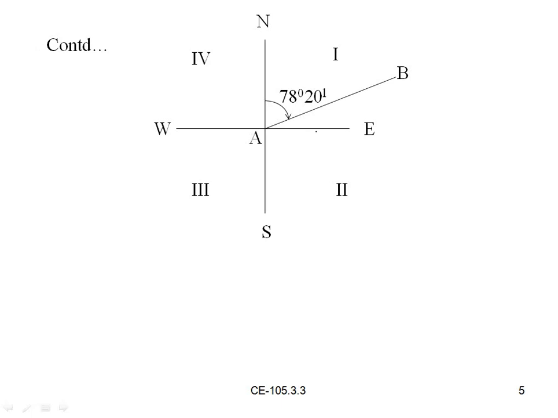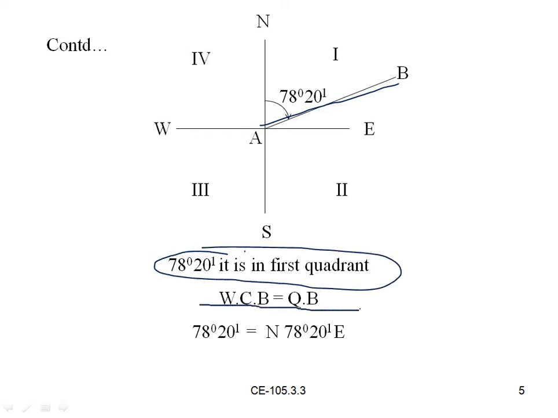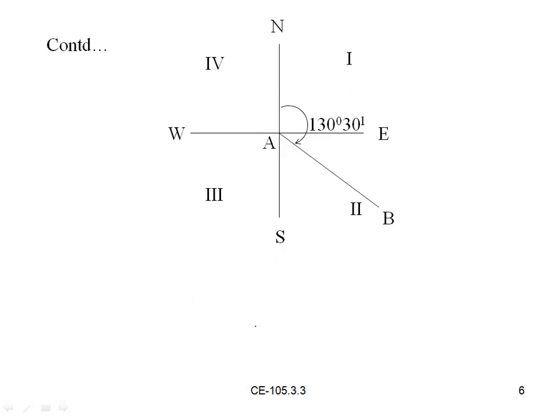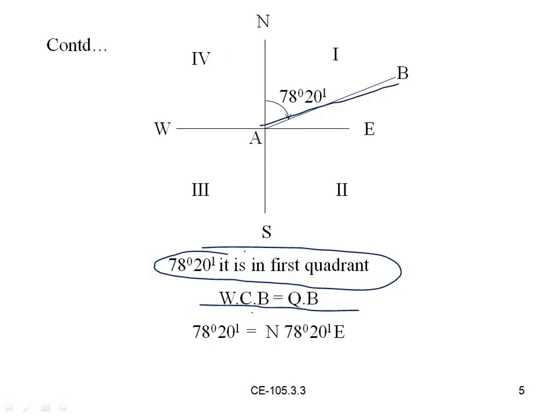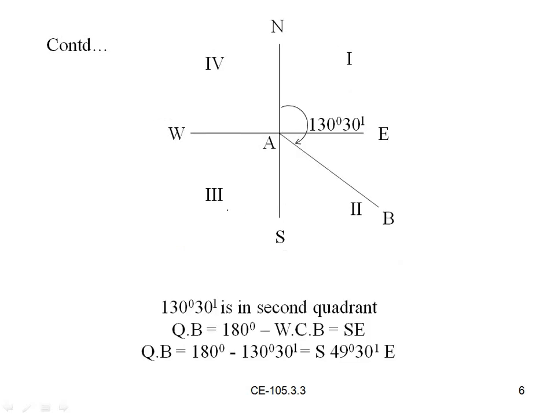So, as per the directions, we have to draw them. The first one is 78 degrees 20 minutes. It is in the first quadrant, so this is the direction we have shown. Here 78 degrees 20 minutes is in the first quadrant, so WCB is equal to QB. Here we can see the diagram. So 78 degrees 20 minutes is equal to north 78 degrees 20 minutes east. This is the quadrantal bearing.